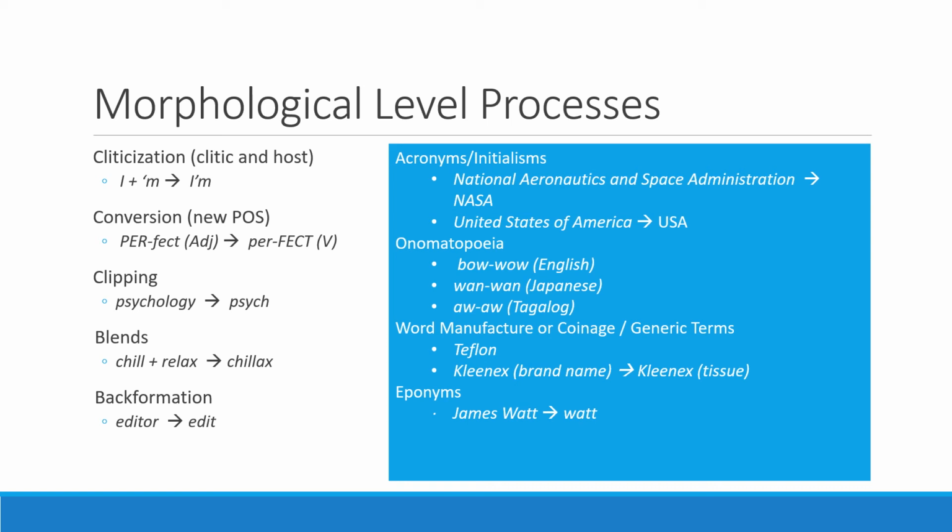So Teflon is a whole new word that was made up, and generic terms are like where Kleenex is a brand name, but oftentimes whenever somebody's reaching for any tissue at all, they'll call it a Kleenex. They'll say, can you please hand me some Kleenex? Even if it's not that brand. And then the last one is eponyms, and that's when it goes from a person's name to become a word. So James Watt became Watt.